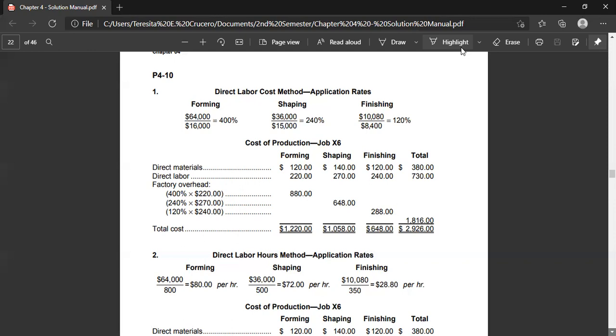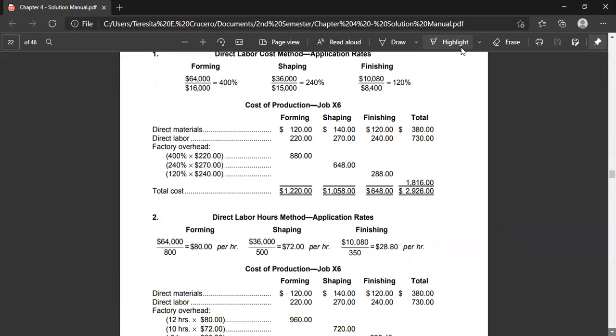Now, in the case of number two, your factory overhead cost is computed based on the direct labor hours method. So again, for the forming department, you divide 64,000 by 800 direct labor hours. So that's now 80 per hour in the forming department. In the shaping department, it's 72 per hour. And in the finishing department, it's 28.80 per hour.